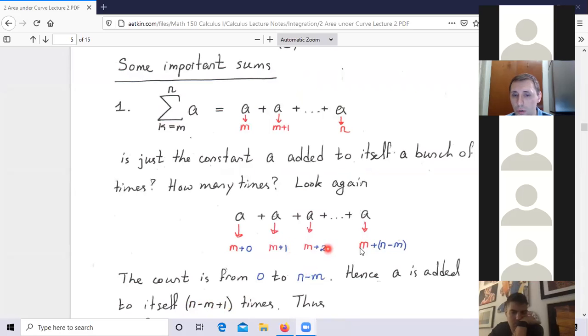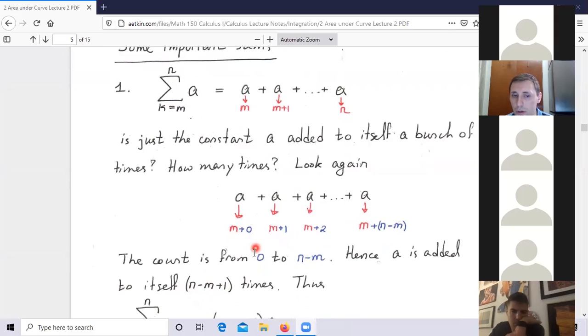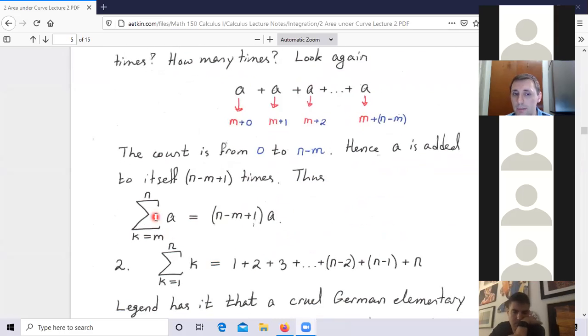You see, 1, 2, n minus m, that's n. So starting from the second term to the last, I get n minus m terms. And then I have the 0 term, so I add plus 1. So that summation is simply the top number minus bottom number plus 1 times a. Do you understand?